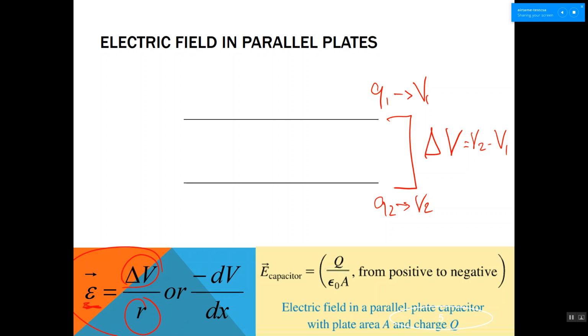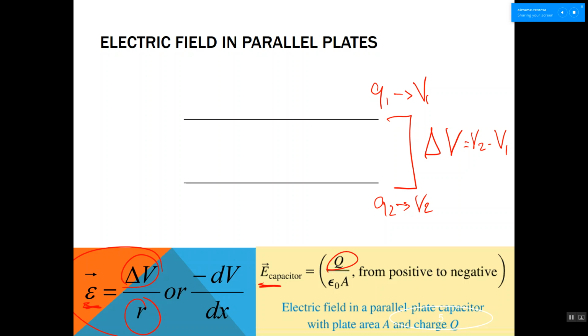I have another relationship to talk to you guys about, and that's the area of the plates. If I have a bigger plate and the same charge, how is the electric field going to be different? So let me just ask you one more thing before we delve into that. The higher the charge of the plate, what happens to the electric field? Does the electric field go up or down? Up, okay? So the electric field is proportional to the charge.